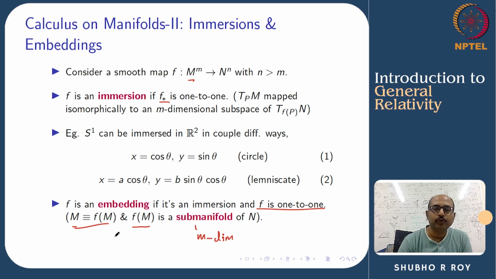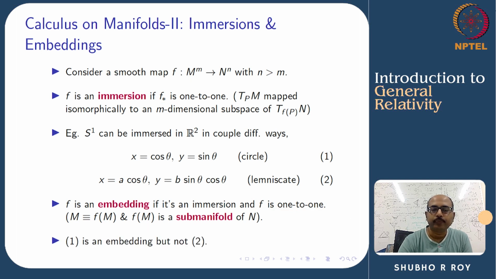This involves the use of the inverse function theorem, and students should feel free to consult Warner's book to see the proofs. I just wanted to recall what we covered before. This is an embedding, but that is an immersion and not an embedding. So whenever we have an embedding, we get a submanifold. The original manifold is diffeomorphically mapped to a submanifold inside N.